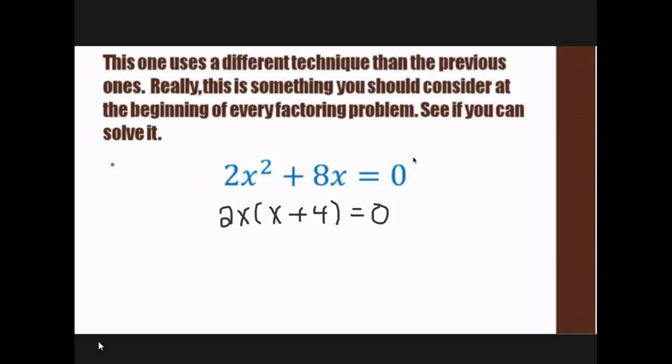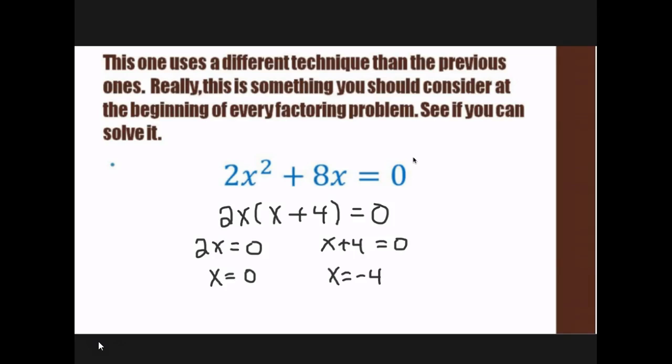So in this case, I don't get a product of two binomials. I get a monomial times a binomial. Zero product property still applies. I have 2x, x plus 4, x equals 0, and x equals negative 4.